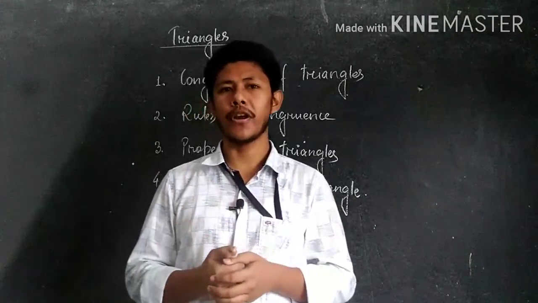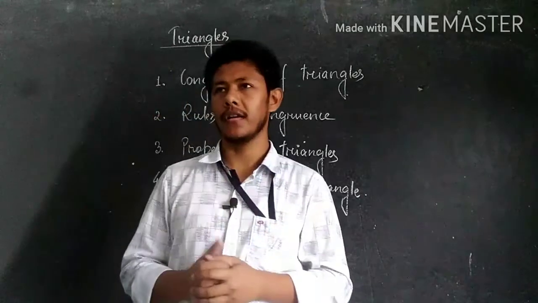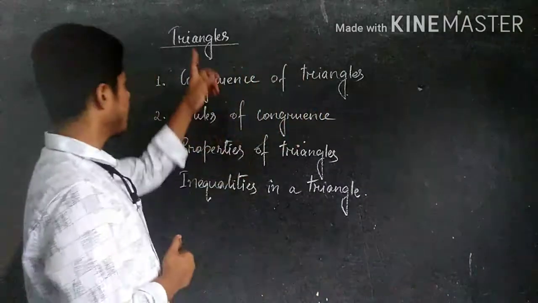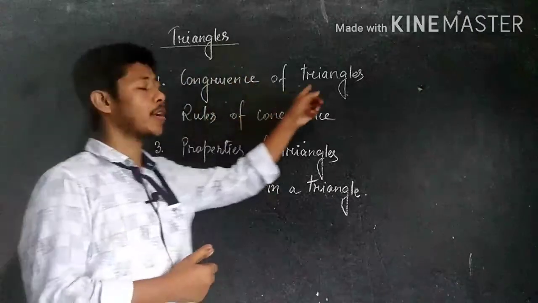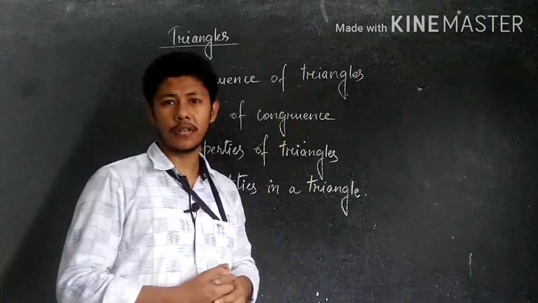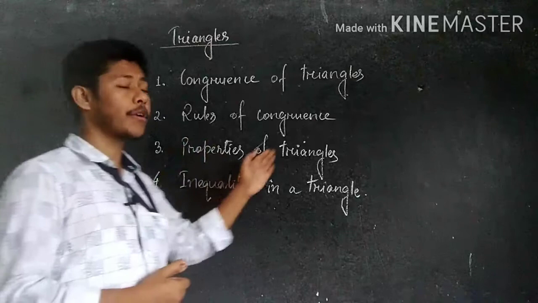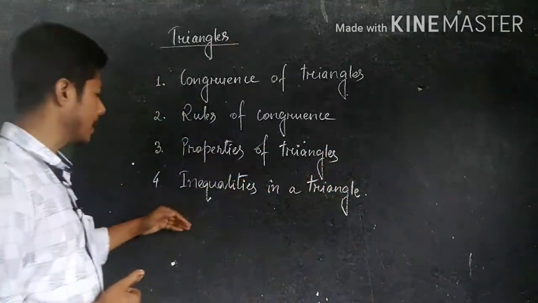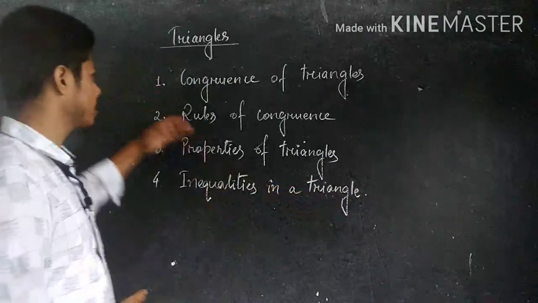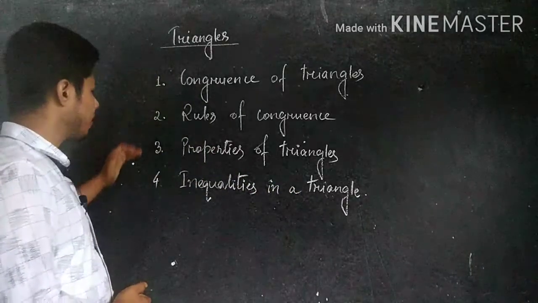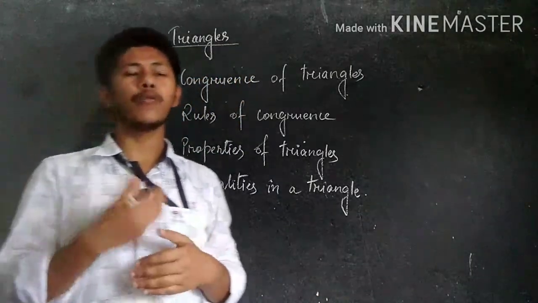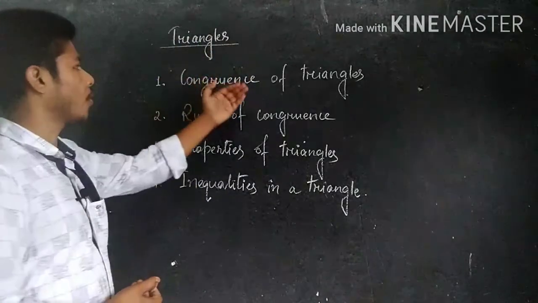So already we know about triangles. Under this chapter, mainly, what do we have to discuss? First of all, we have to discuss the congruence of triangles. Secondly, the rules of congruence. Is it clear? The third one is the properties of triangles, and the fourth, the last one, is inequalities in a triangle. So in this chapter we have to discuss these 4 topics. If we discuss these 4 topics, then our chapter is over. Is it clear? One by one we have to discuss, and the first one is congruence of triangles.